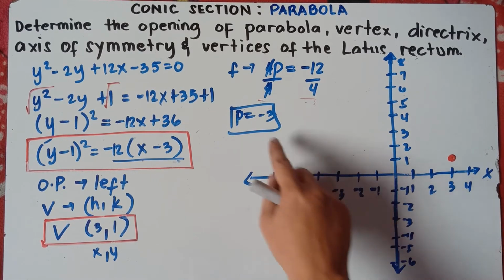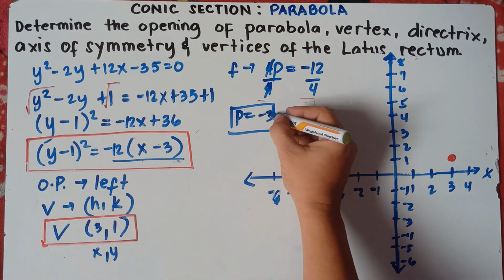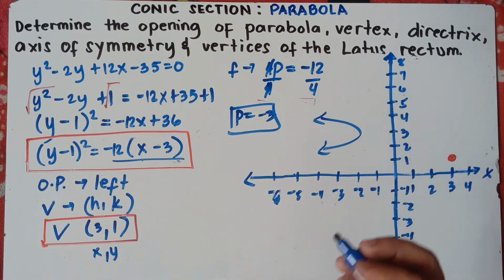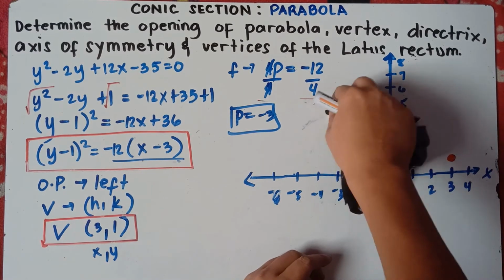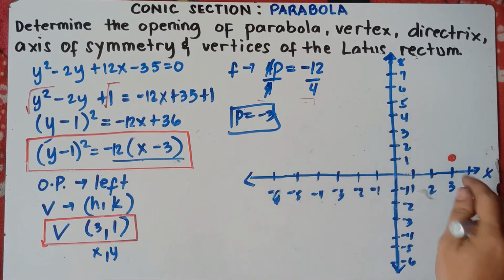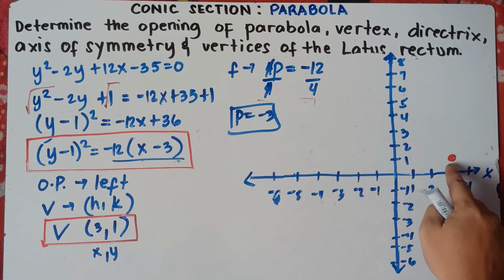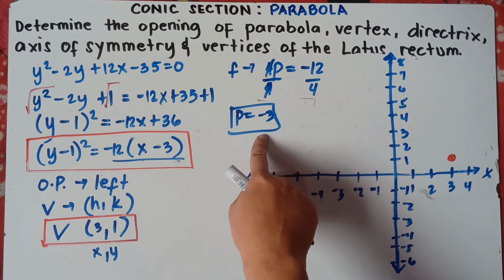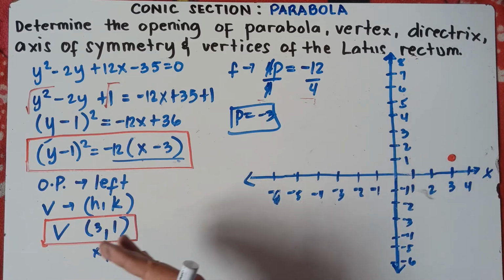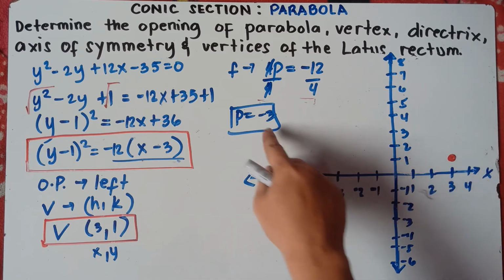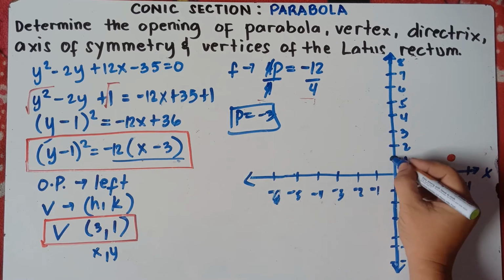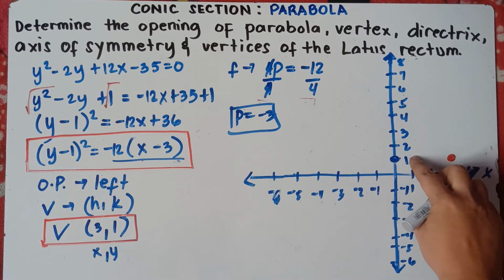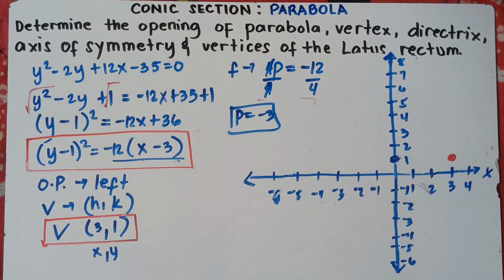Your focus, class, is negative 3. Since our parabola opens to the left, always remember that your focus should be inside the parabola. So our focus should be here, on the left side of this vertex. Since this is negative 3, you move 3 units to the left, because negative numbers go to the left. Starting from the vertex, 1, 2, 3. So this will be your focus.